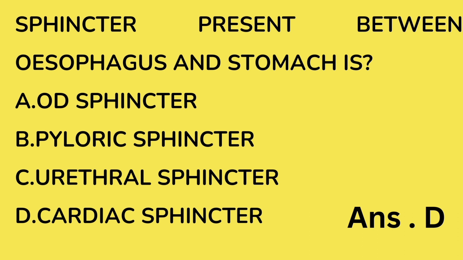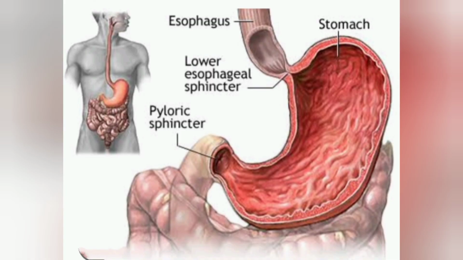Next question. Sphincter present between esophagus and stomach is option A Oddi sphincter, option B pyloric sphincter, option C urethral sphincter and option D cardiac sphincter. Here the right answer is option D, that is cardiac sphincter. Cardiac sphincter is also known as the lower esophageal sphincter.